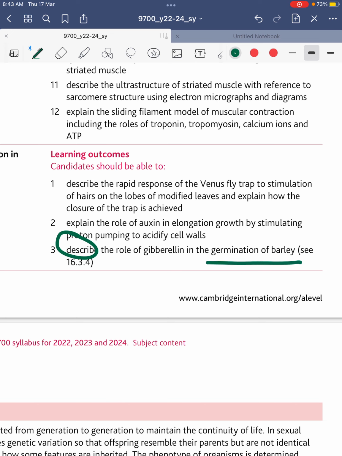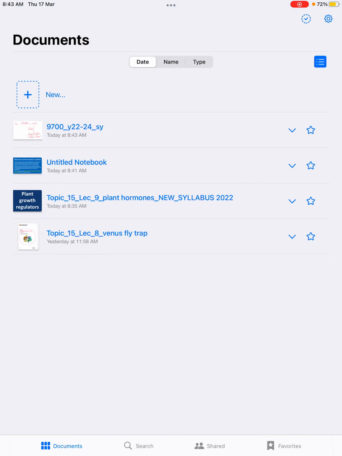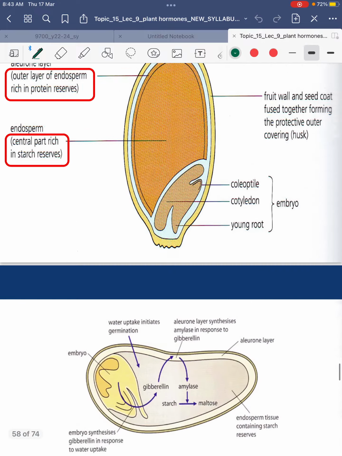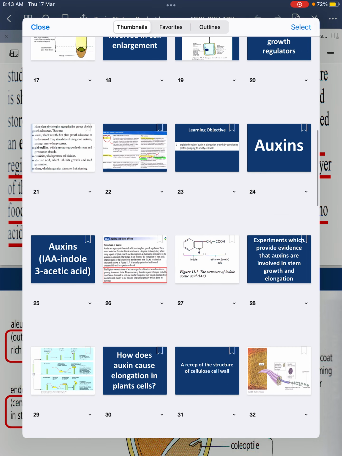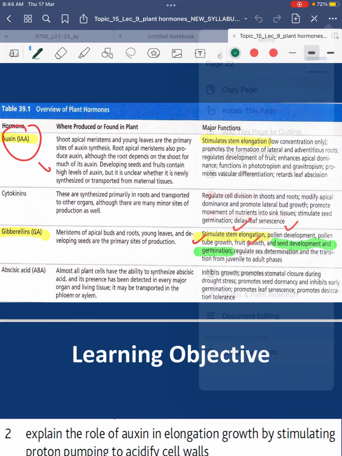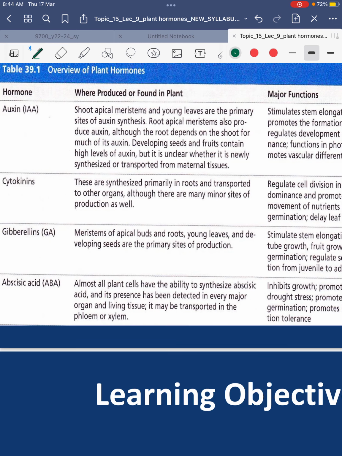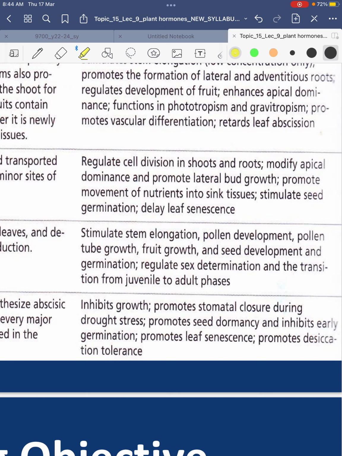Now if you look at the previous learning objectives, as you can see, gibberellin has many functions. So the same thing with auxin, we have done auxin already. Gibberellin also has many functions. As you can see, for your syllabus, we are required to learn seed development and germination. This is for the syllabus.